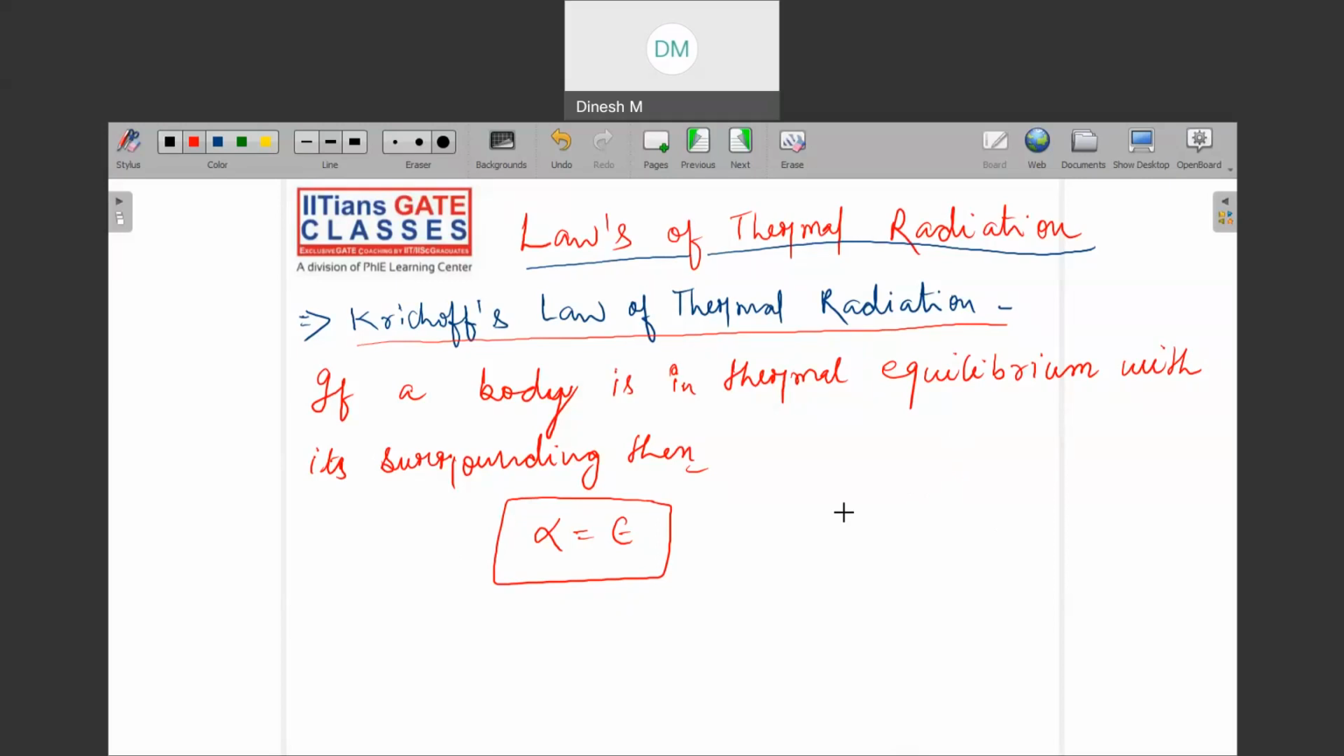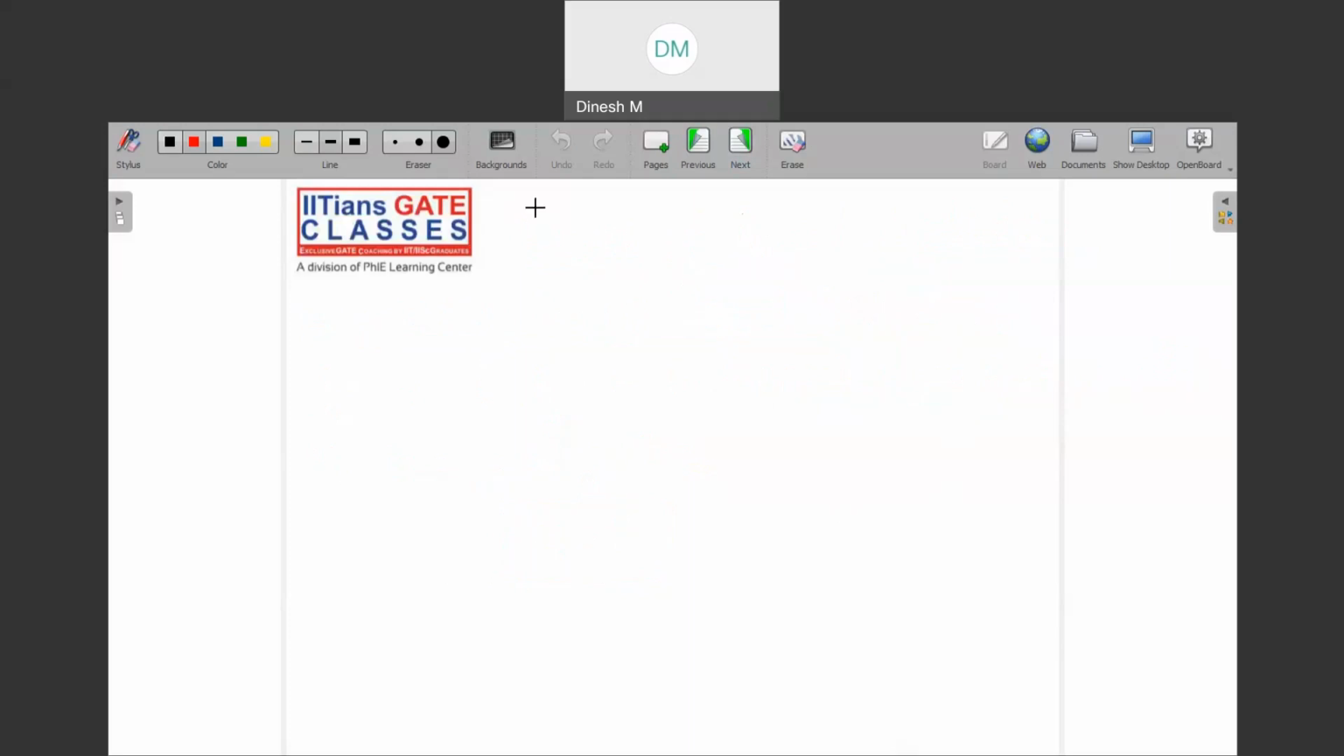Great. Then let us now move to Planck's law of thermal radiation. Next important topic is Planck's law of thermal radiation. So we should just know what this law is as of now. There is nothing much to be worried about in this law.